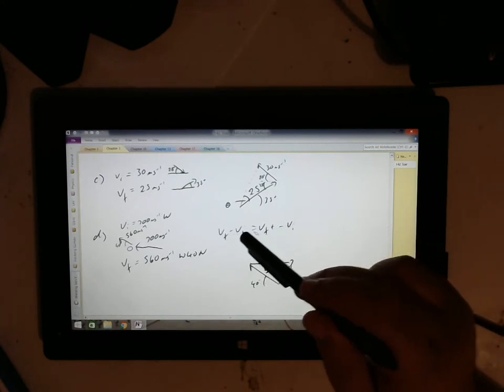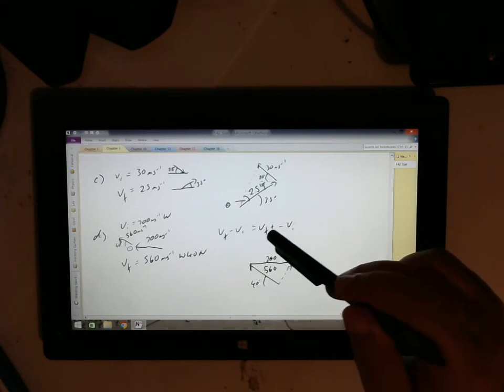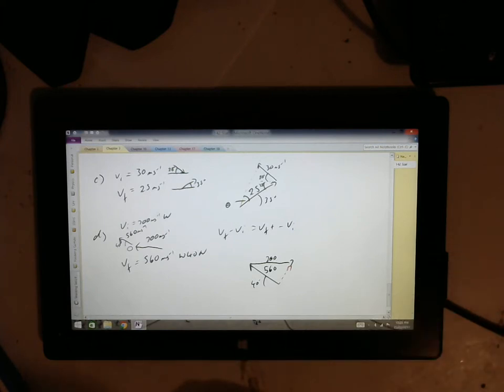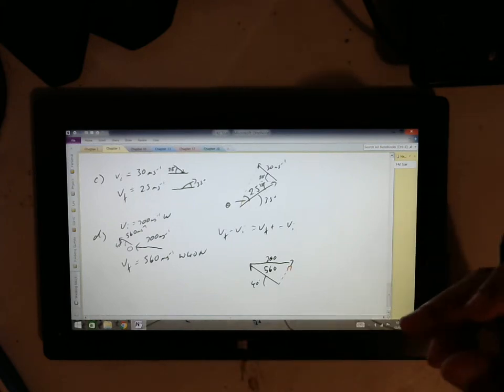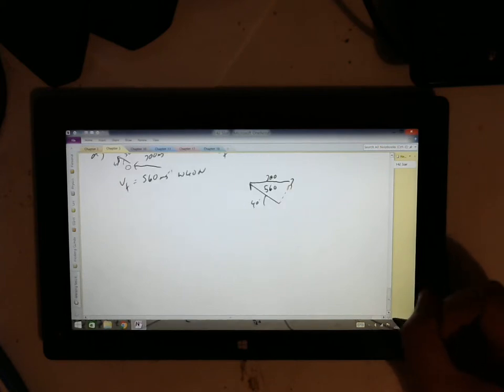So keep this bit in mind, that subtraction is the same thing as just addition of the negative. And negative means we flip the direction. We don't change the signs, we're just flipping the direction. Then draw your vector addition like you normally would. Start to finish, trust the math, you'll be okay.